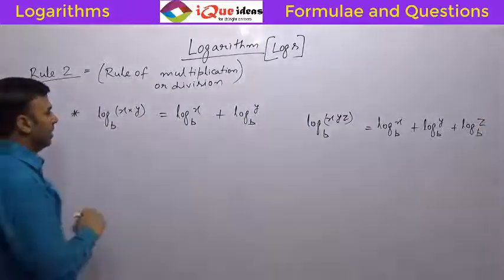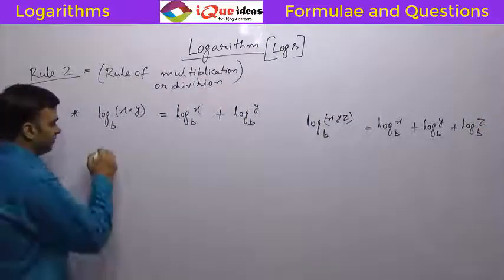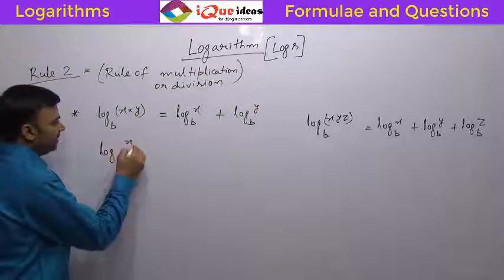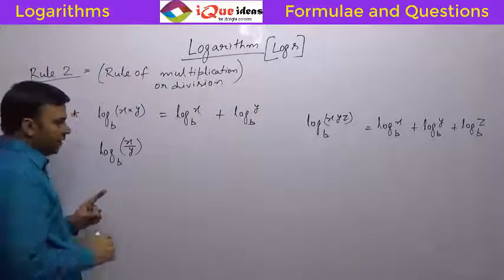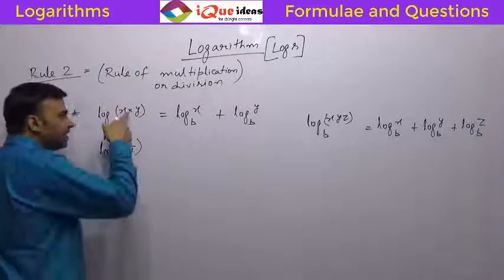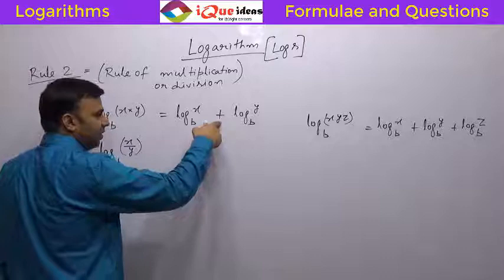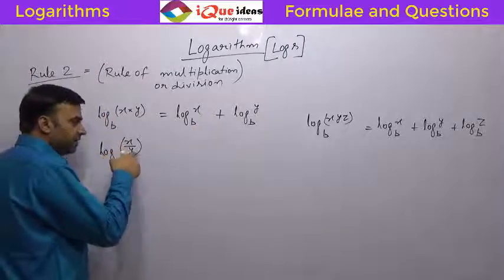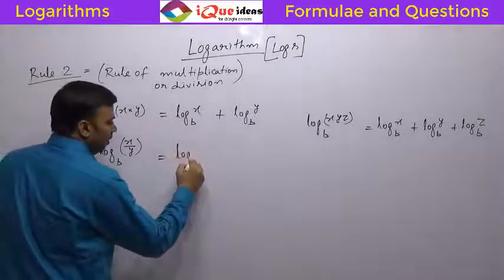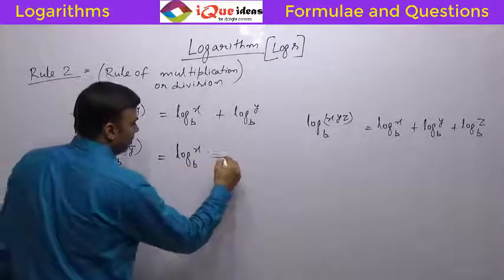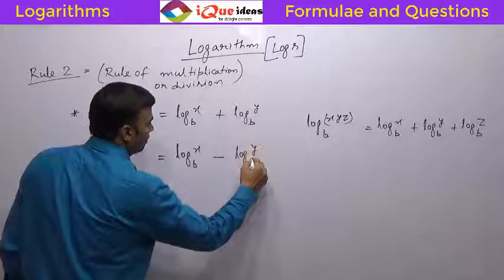All right. Let's take the example of division one. Suppose we have log of x divided by y to the base b. Again, they can be separated. Again, there will be two logs. It's just that when there is a multiplication, we have a plus sign in between logs. When there is a division between numbers, there will be a minus sign between logs. So this will become log of x to the base b minus log of y to the base b.